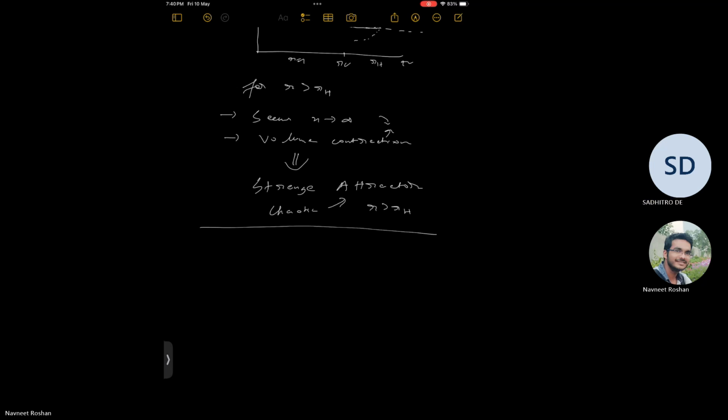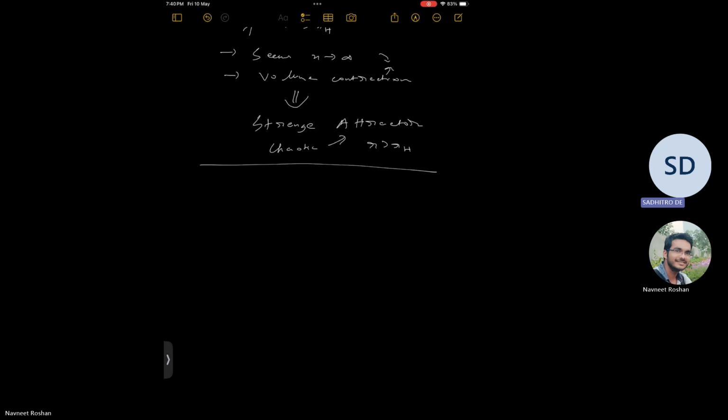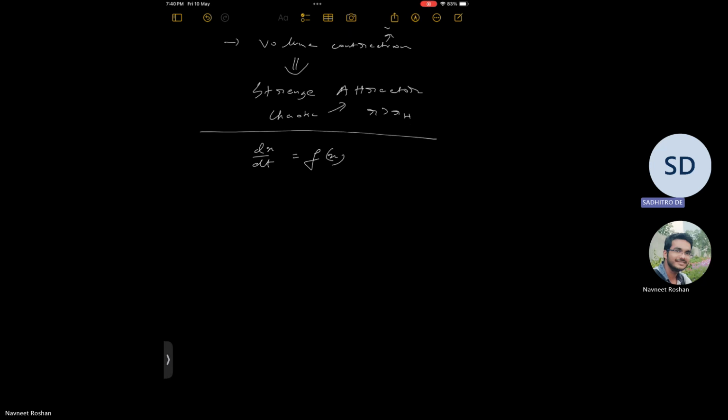Hello. So the first thing about numerical solutions is how to discretize a differential equation. You know that the equations of our system basically have a form like this, right? dx/dt equal to f of x. Now, how do we discretize the equation if we want to solve it numerically?